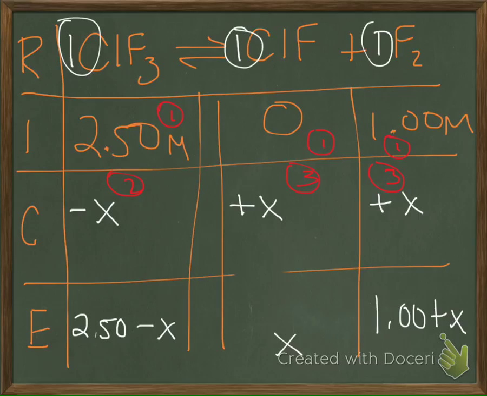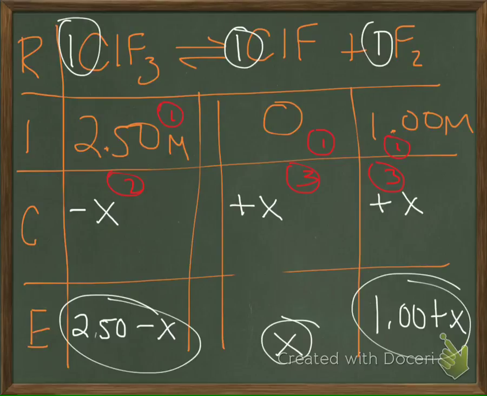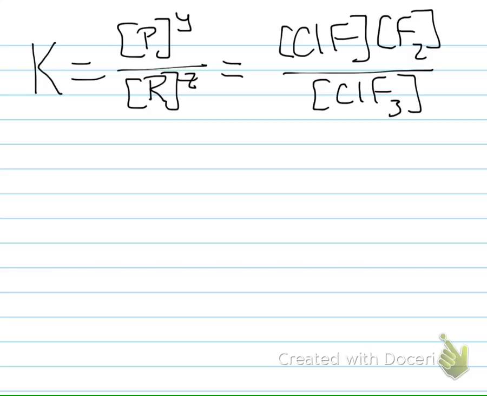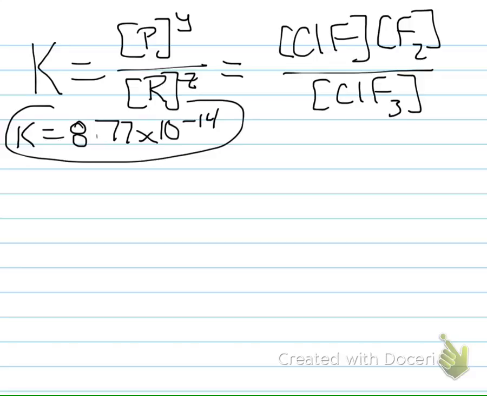So with our equilibrium values, we know that the E here was 2.5 minus x, x, and 1 plus x. So I'm just going to plug those values in. And I have K, which we said before is equal to 8.77 times 10 to the negative 14th. And so I'll leave that aside for a second.